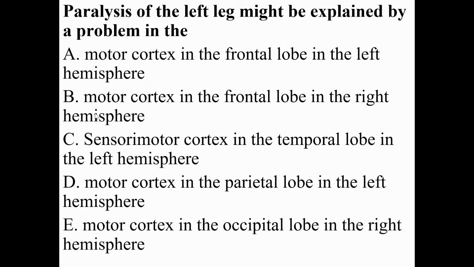Paralysis of the left leg might be explained by a problem in the what? Okay, hit pause if you need to. All right, so paralysis means you cannot move it. All right, so moving your leg comes from the motor cortex. So that rules out C. Okay. Now it's the left leg, so it needs to be on the right side of your body, on the right hemisphere of the brain. So that leaves you with E, and it leaves you with Bravo, B.